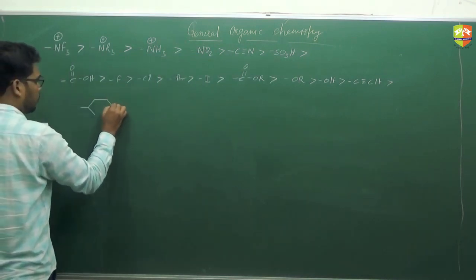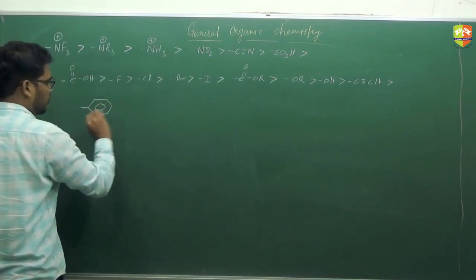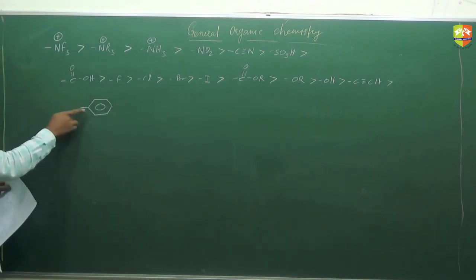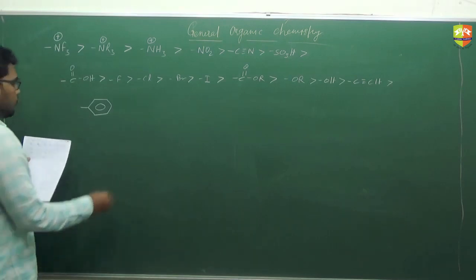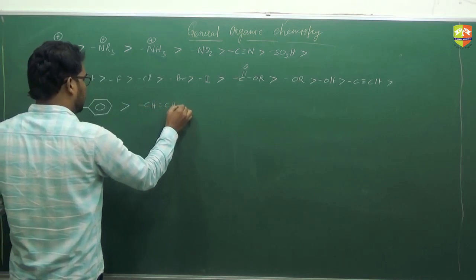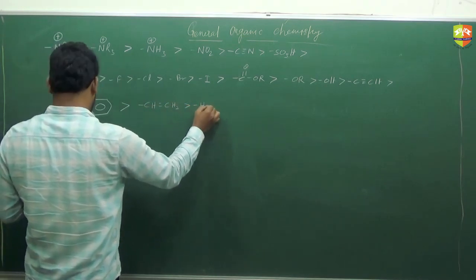Phenyl group, you know what a phenyl group is? Remove one hydrogen from the benzene ring. Okay? When the benzene ring is attached with the group, it is a phenyl group. Okay? Phenyl group. Then we have alkene, CH double bond CH2, and then we have hydrogen.